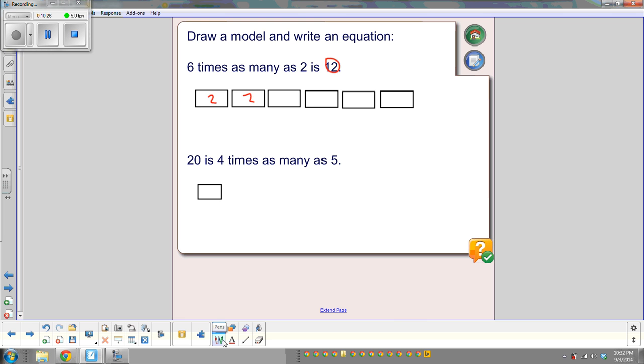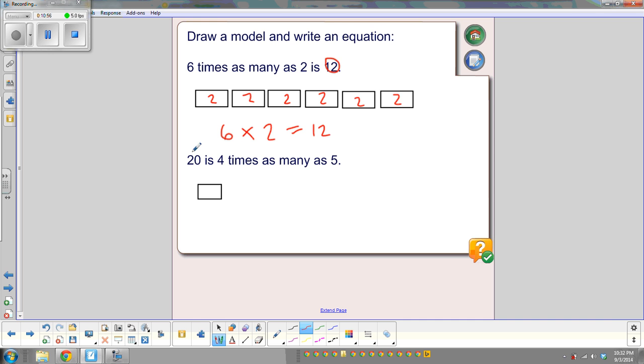How many total boxes do we have here? Okay, 6 times as many as 2 is 12. So our equation then would be 6 times 2 equals 12.